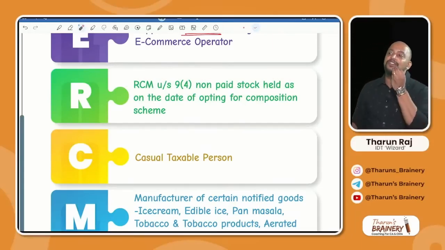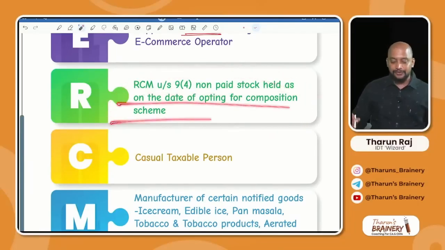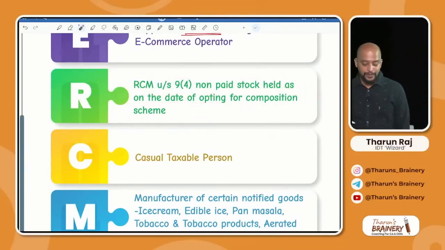Promoter or builder, by selling one flat itself, it will be more than 1 crore. So easily they will be coming out of the composition scheme. But this point is there. If there is an RCM under 9(4) not paid, stock held as on the date of opting for composition scheme, they cannot opt for composition scheme.